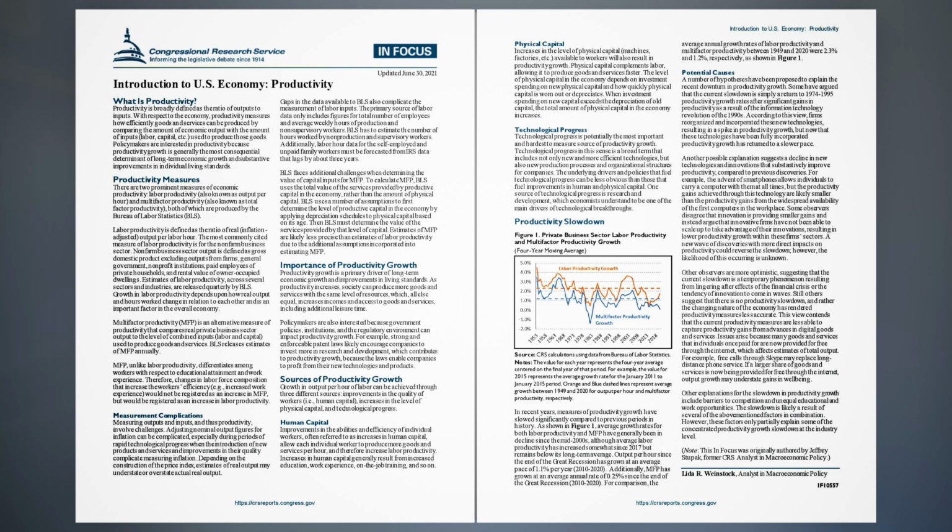Multi-factor productivity, MFP, is an alternative measure of productivity that compares real private business sector output to the level of combined inputs, labor and capital, used to produce goods and services. BLS releases estimates of MFP annually.